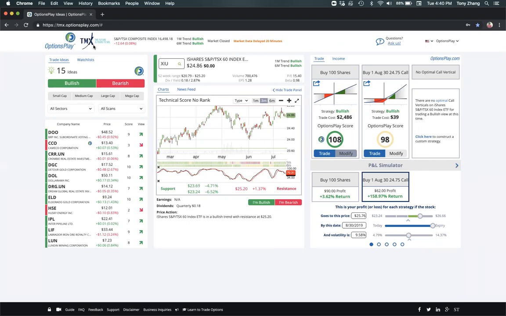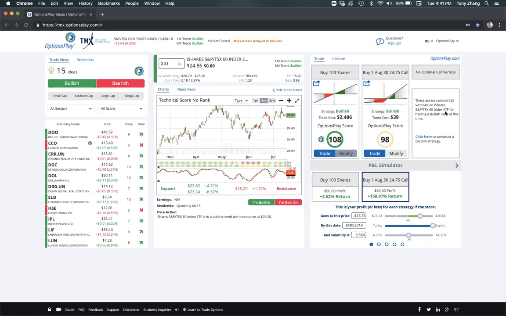So this is OptionsPlay. For those of you that are brand new to OptionsPlay, welcome. This tool is really designed from the ground up to make your options trading experience as intuitive as possible. It's divided into 3 sections. You have trade ideas and watch list here on the left-hand side of your screen. In the middle is your security analysis panel, and on the right-hand side is trading and income. So today what we're going to focus our attention on is the trading tab, and I want to show you how to modify the trading tab to look at some hedging opportunities.